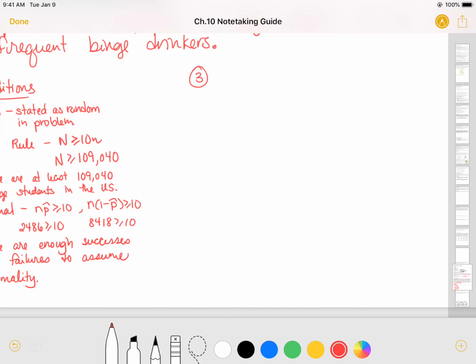Okay, so we need to either A, give the name of the procedure, or B, write the formula of the procedure. And I like to do both. So what we're going to be doing is a 1 proportion Z interval, and that is going to be at 95%.